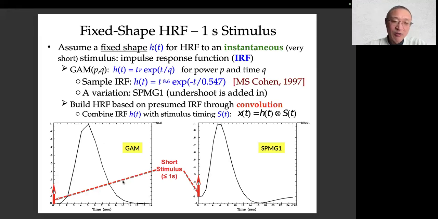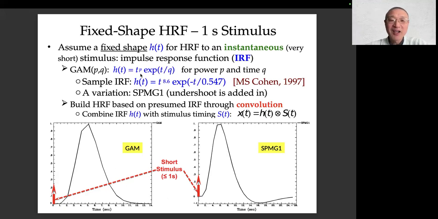In AFNI, there's another one, it's called the gamma variate. It's based on the mathematical function gamma variate. So similar, but it's shorter. The duration is about 16 seconds. It also peaks at around 5 seconds, but there's no undershoot. So that's a difference. And it doesn't have an initial dip either.